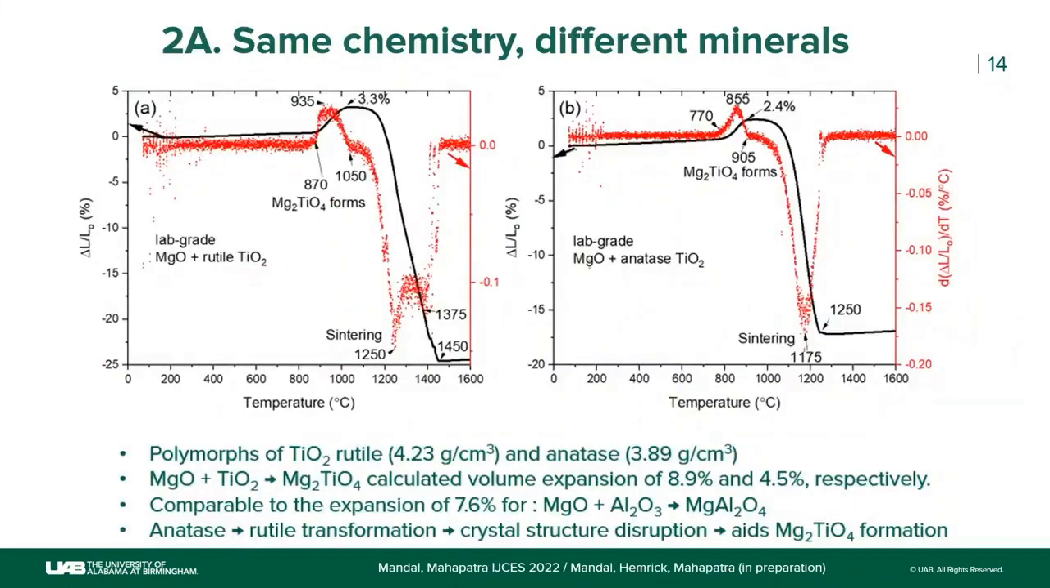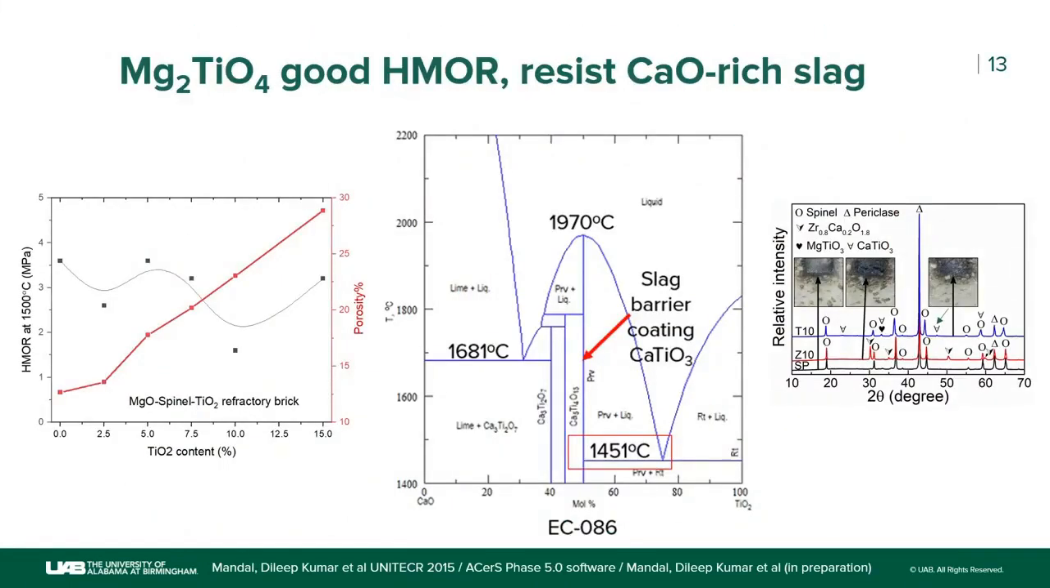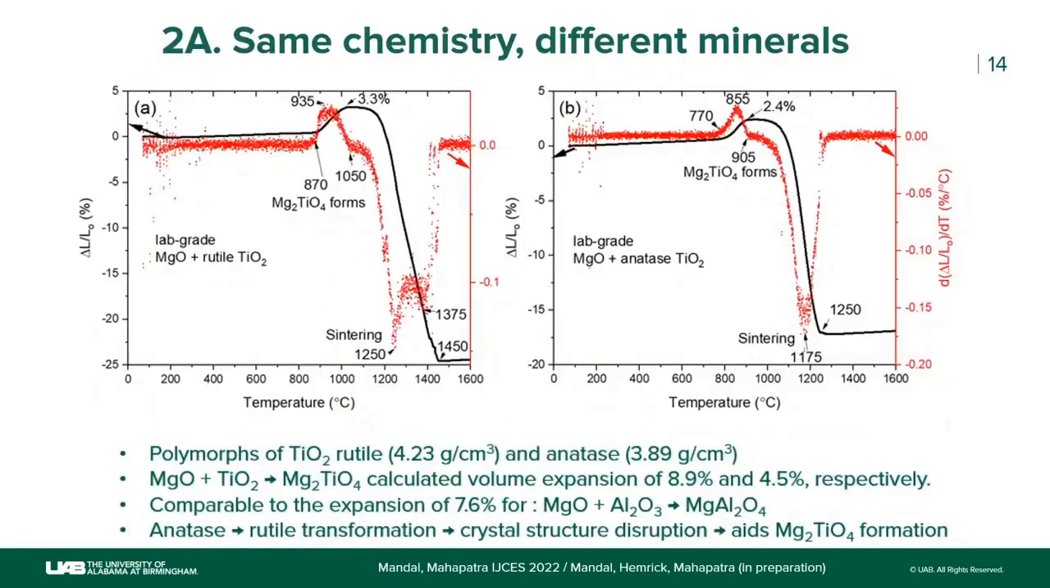So how do we make it? As you see, you are getting so much high porosity, say 30%, in the brick, and we don't need that much porosity. In order to reduce the porosity, you need preformed magnesium titanate. This slide is telling you how to make preformed magnesium titanate. What you are seeing here is lab grade MgO and lab grade TiO2, but two different TiO2s. One is rutile, one is anatase.